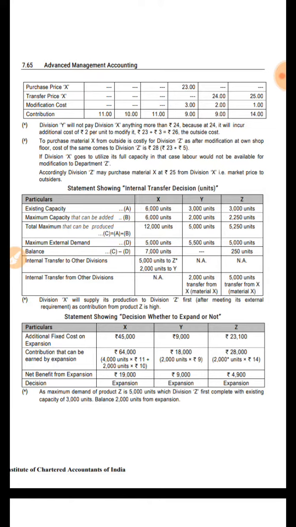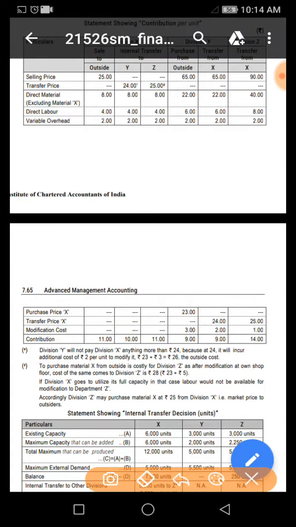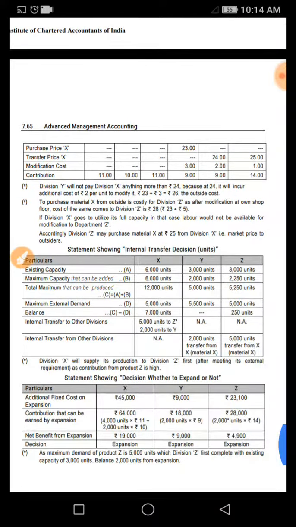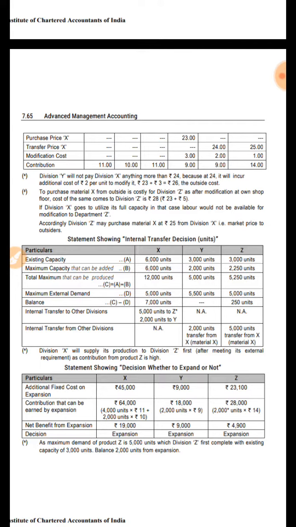So internal transfer to other division, X will take the decision based on this contribution. See, if it is transferred to Z, it is going to get the contribution of 11. Whereas if it is transferring to Y, it is getting contribution of 10. So first it will transfer to Z. So that's why it is transferring 5,000 units to Z.